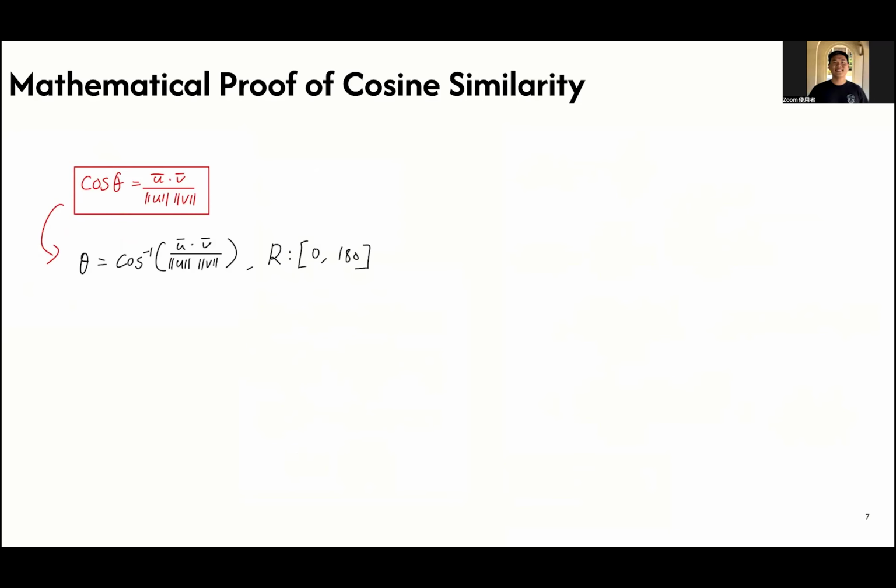Very well. Using this formula, we can find angles between vectors. We can just take the arccosine, and then we can easily find the angle.